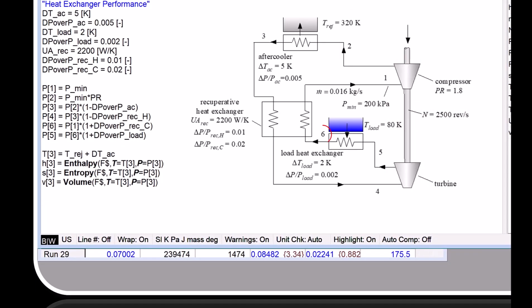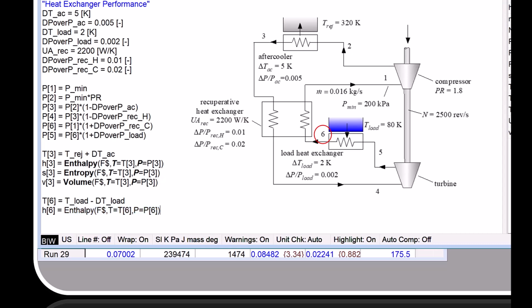The other state I know is the state coming out of the load heat exchanger. So T6 is equal to T load minus DT load. So I know the temperature and pressure coming out of the load heat exchanger, so I can go ahead and get everything else. So H6 equals enthalpy of F dollar at T equals T6, P equals P6.